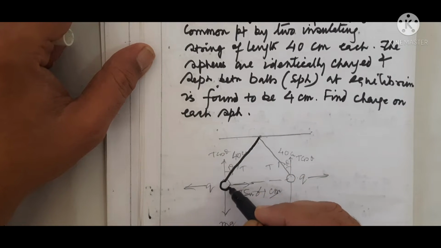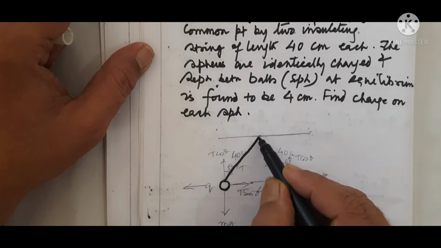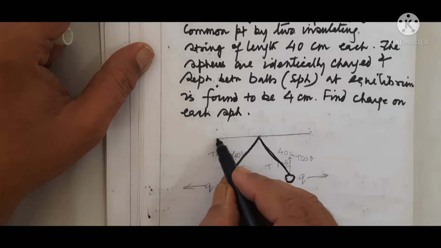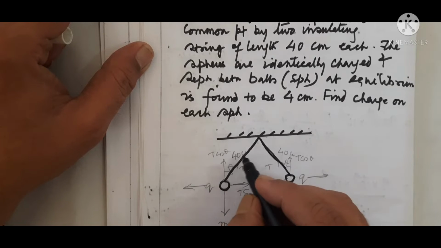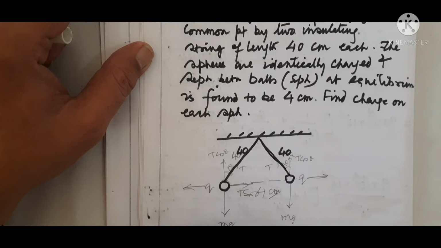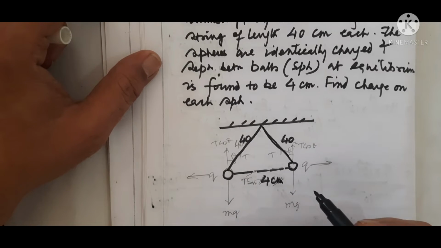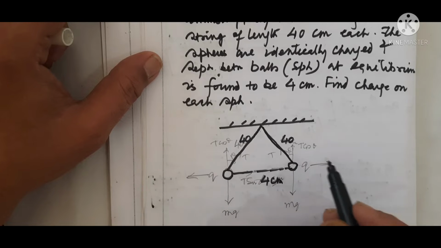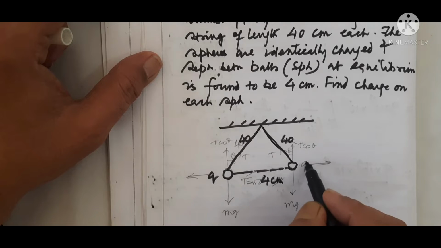Two spheres suspended from the common point. Here it is 40, here also 40 centimeter, and it is observed that this particular distance is 4 centimeter. Then these two are at equilibrium. So you have to find out the charge on these. These two are having the same charge, say Q charge and Q charge.